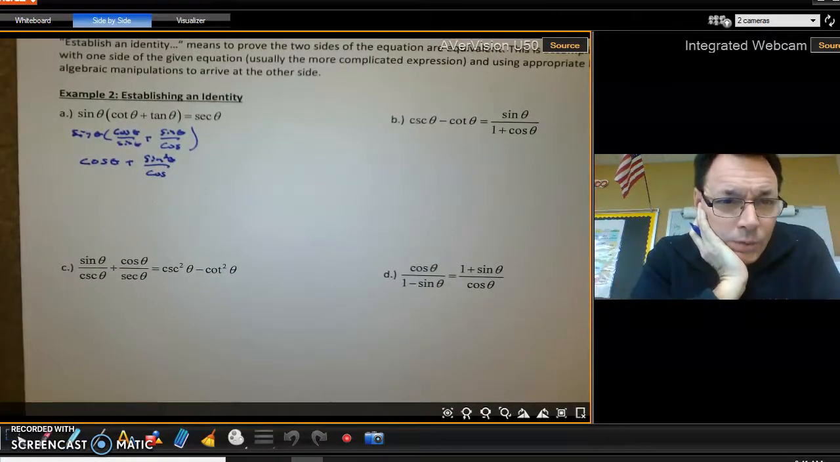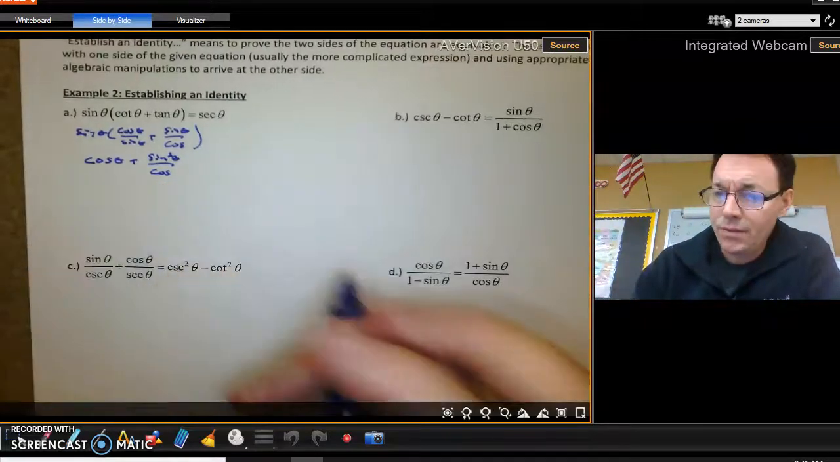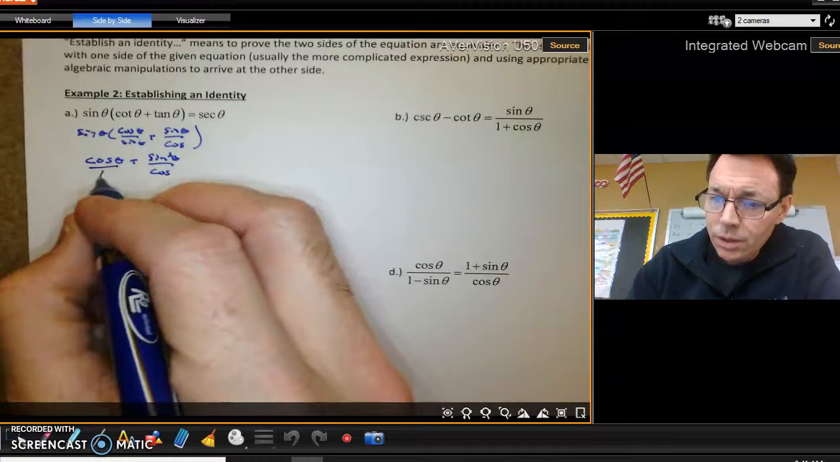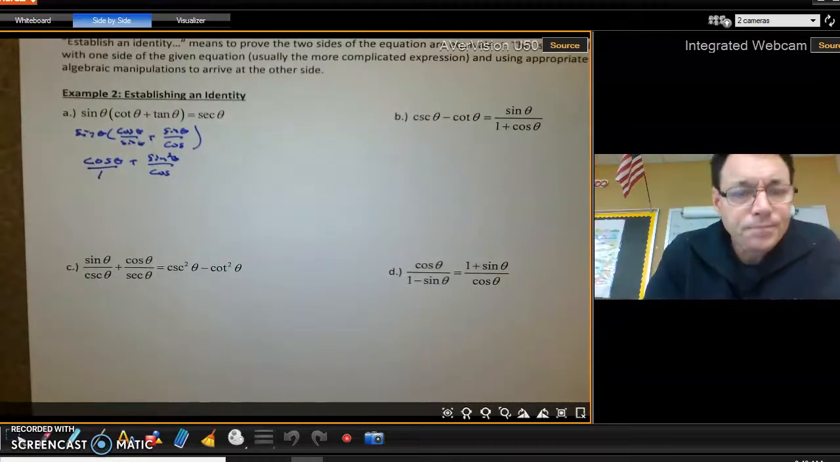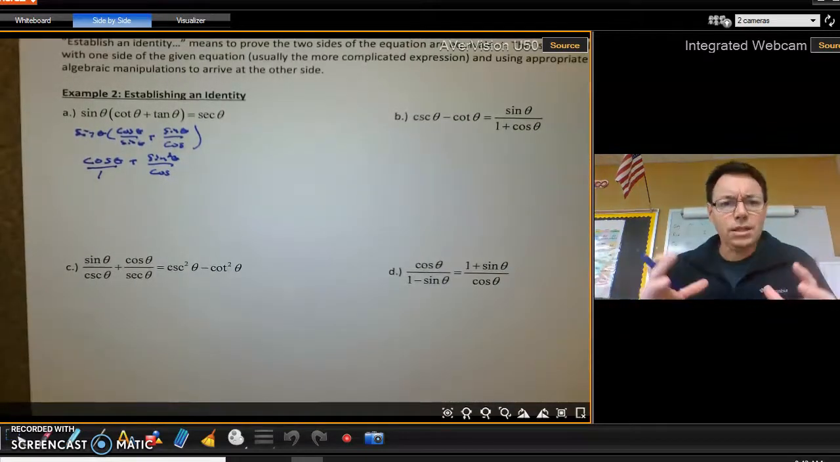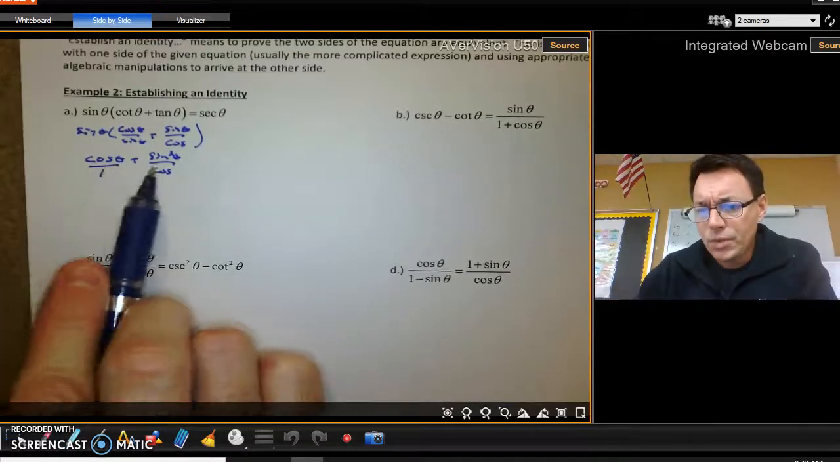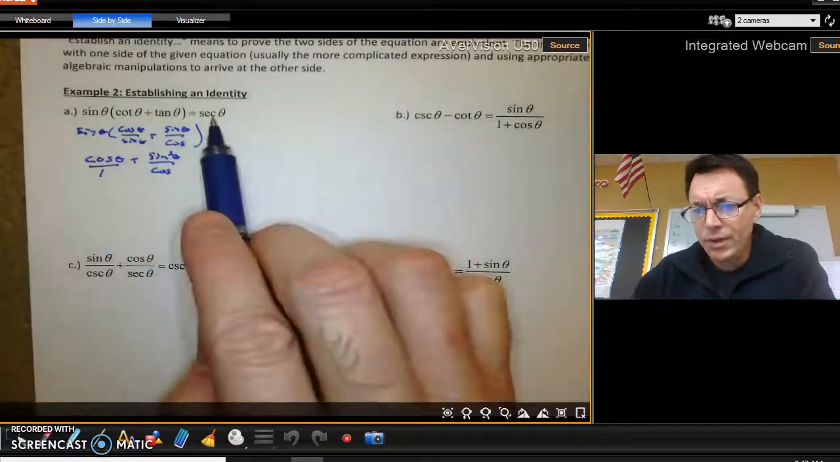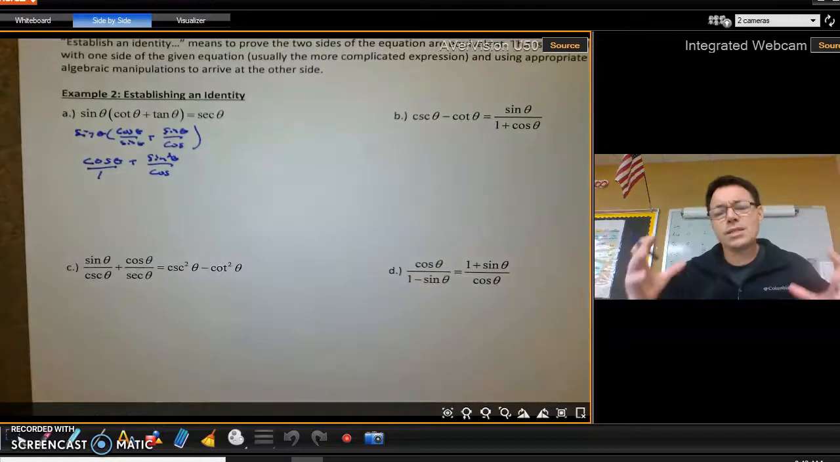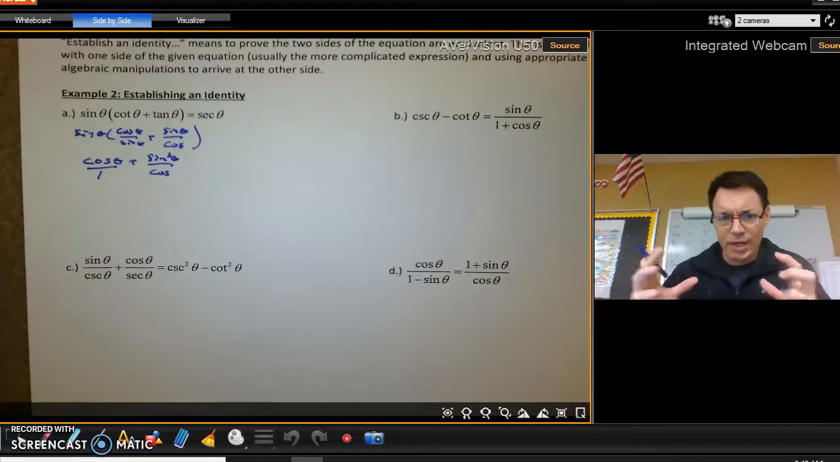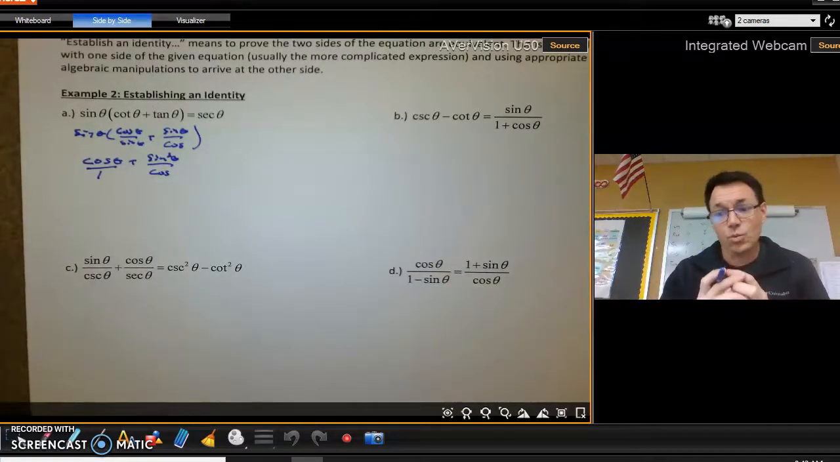Now, what do I have? I have two things that are being added together, but they don't have like common denominators. I have a fraction and I have an expression right here. So let's think of that as a fraction for a second, and then let's simplify this. I have two things that are being added together, and over here I just have one thing. So let's see if we can cram this together to turn it into one thing.